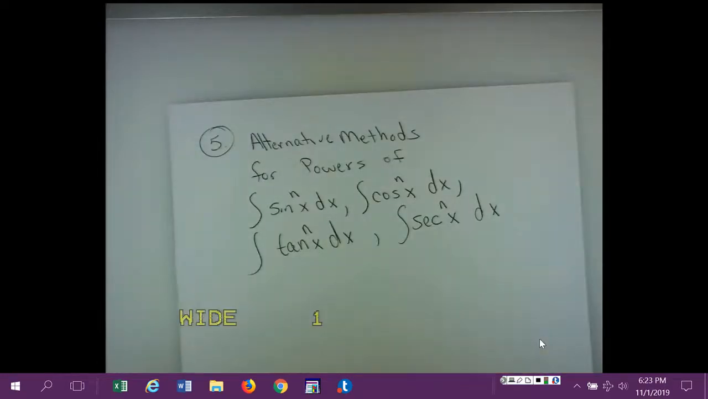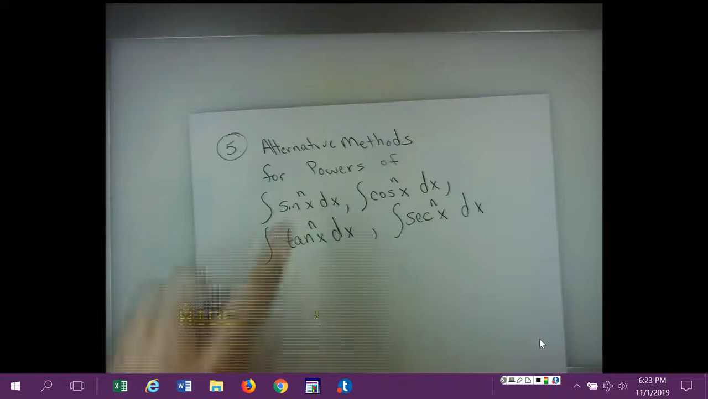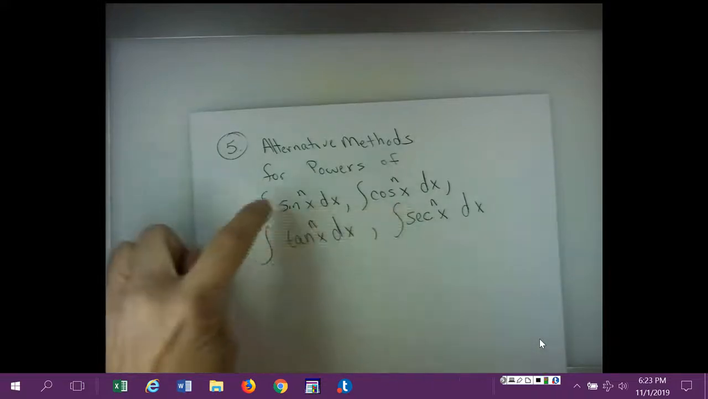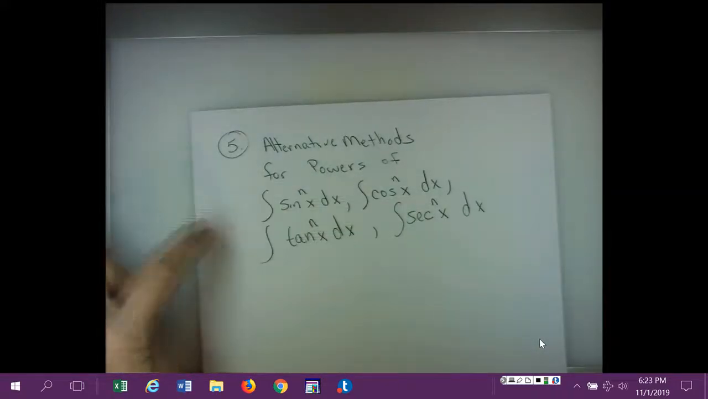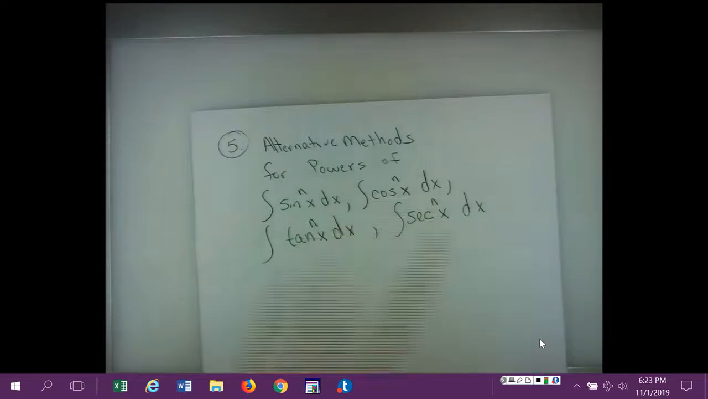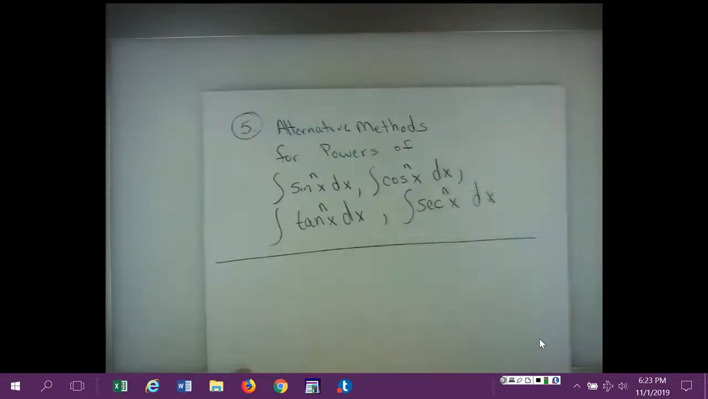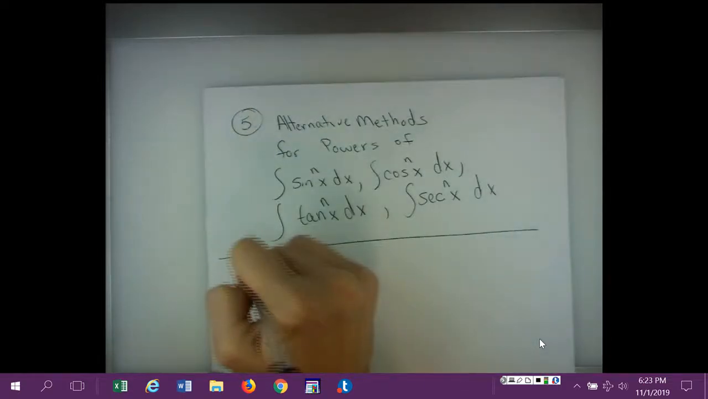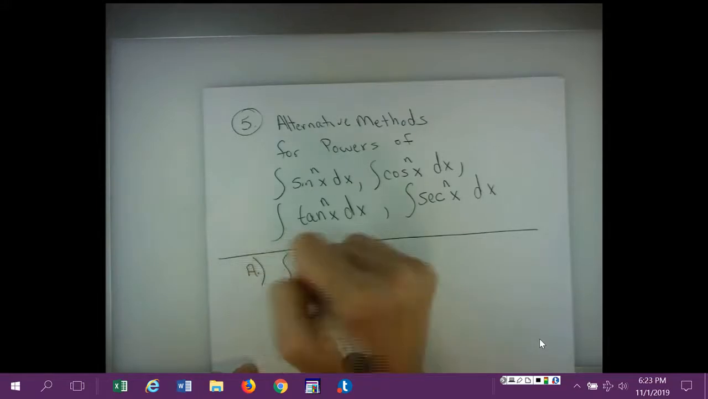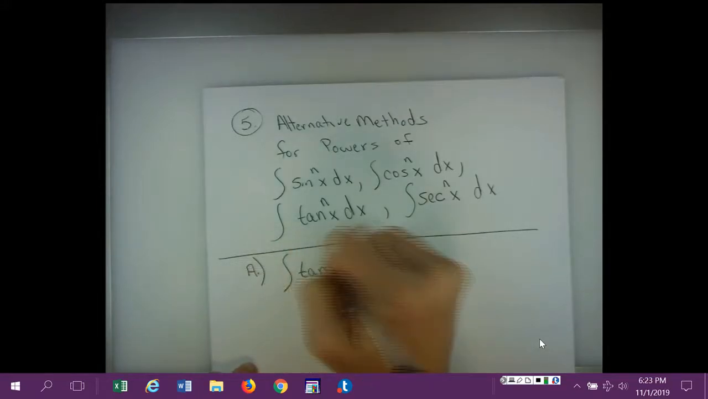Alternative methods. Before, they gave us reduction formulas for sine to the power of n, cosine to the power of n, tangent to the power of n, and secant. The first example with the alternative method is this one. I guess I better use some letters now. There is a blue box special for tangent squared.